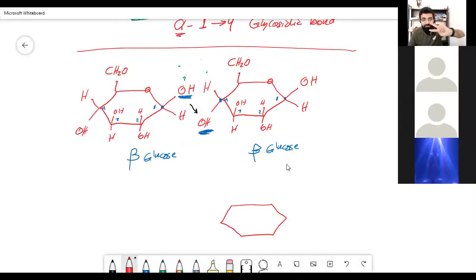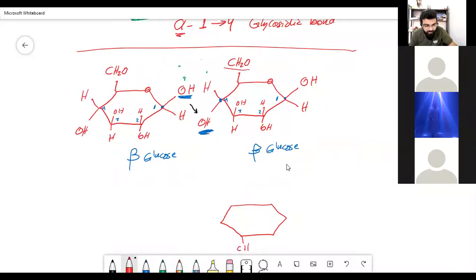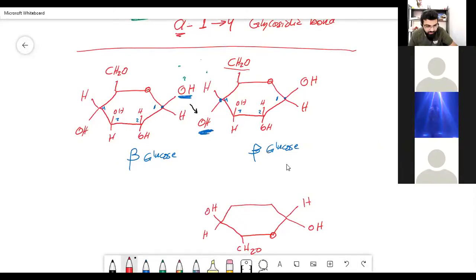Here I'm saying invert the whole molecule, flip it upside down. Do you see this CH2OH? Now it will become downward. Yeah, downward. Okay, and this is the oxygen. And here now the H up, the OH down. And here the OH up and the H down, and here H, OH, OH, H.